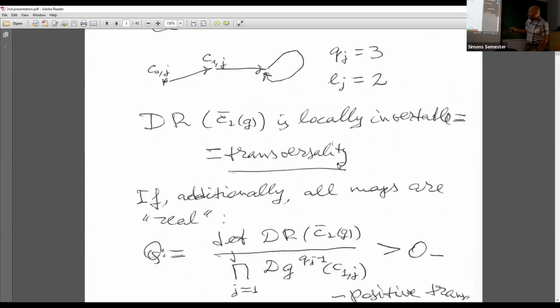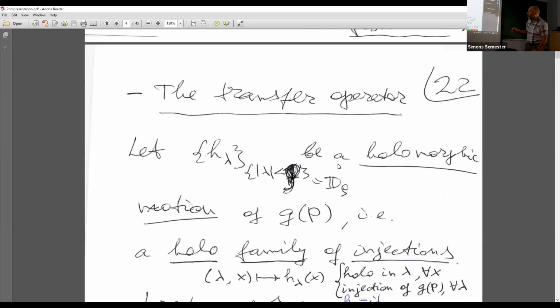Invertible means that the determinant is not zero. But if we additionally assume that this weighted determinant is positive, then you call it positive transversality. And then the transfer operator is defined along the orbit.